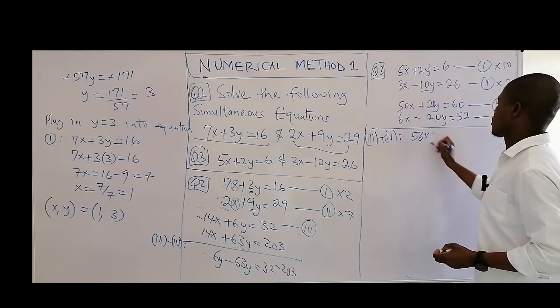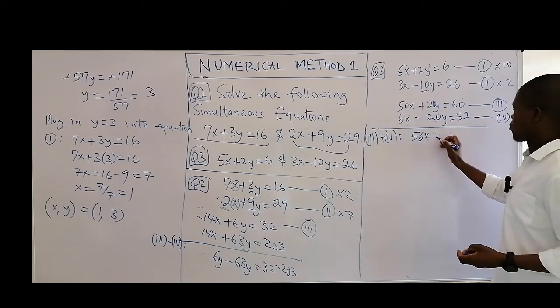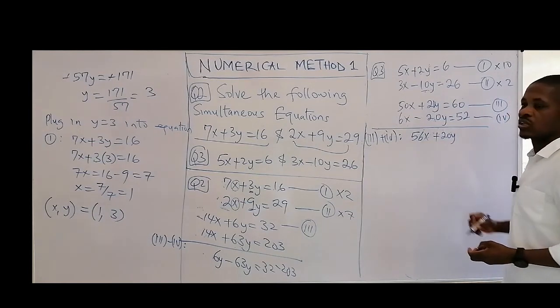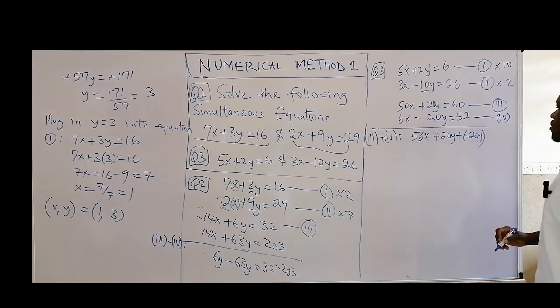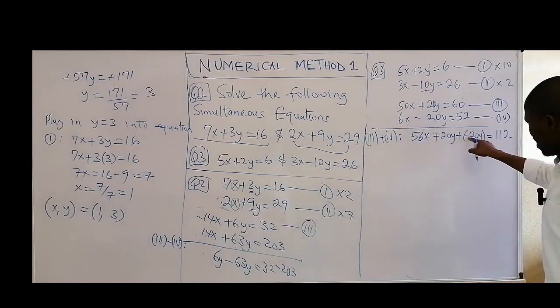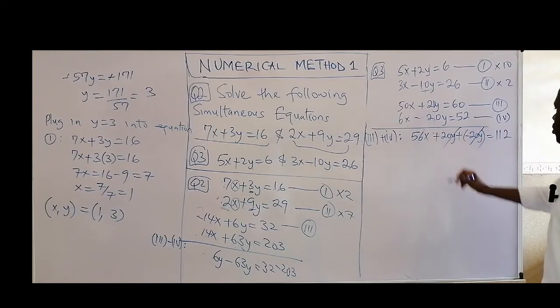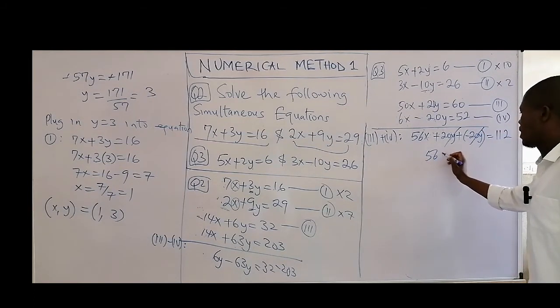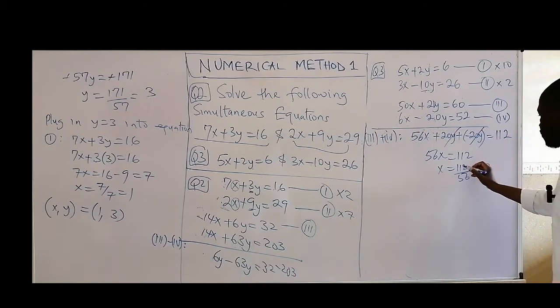So I have 56x. By the time you add these together, the y terms will cancel out. Let me explain that. You're having plus 20y, then minus 20y, equal to 60 plus 52, that's 112. So 20y minus 20y cancels out. So I have 56x equal to 112. So x is equal to 112 over 56, and that's 2.